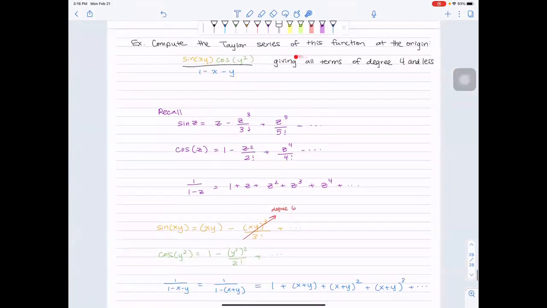But this question says, give all terms of degree 4 or less. Degree 4 or less, meaning that if you have something like x y cubed, there's a degree 3, a degree 1, that's degree 4, that's fine. But if you have something like x^4 y^2, that's degree 6. So any terms like this, we would want to exclude. We don't need those.